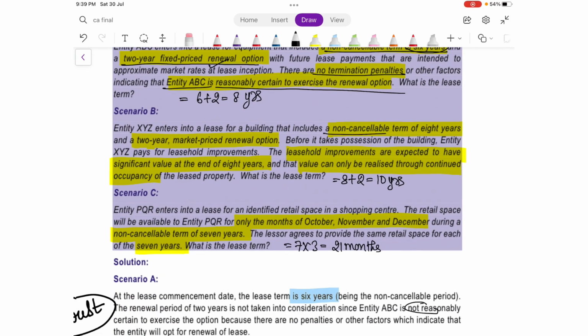Scenario B: there is a non-cancellable term of 8 years and a 2-year market priced renewal option. So there is a 2-year renewal option. Leasehold improvements are expected to have a significant value at the end of 8 years. So at the end of 8 years, they are going to do some leasehold improvements, and that's going to have a big value. What they are saying is you can only realize the true value and the true potential of that leasehold improvement if and only if you continue for a few more years. So here it indirectly says that the lessee might extend with the renewal option. So here again you have to do plus 2. So 8 plus 2, 10 years is your lease term.